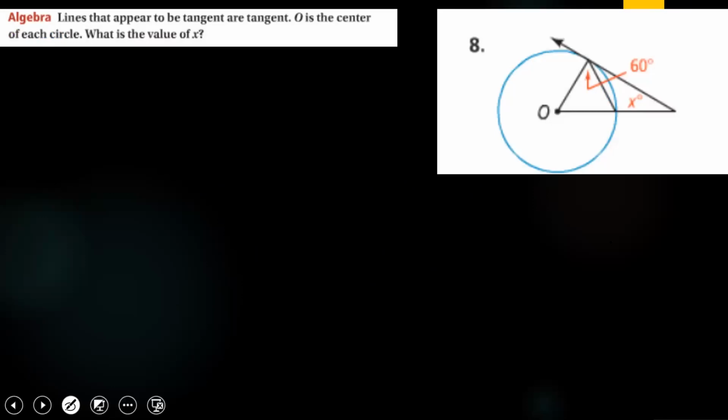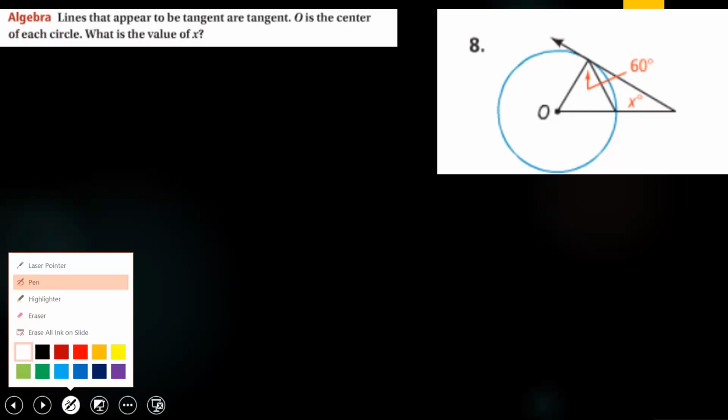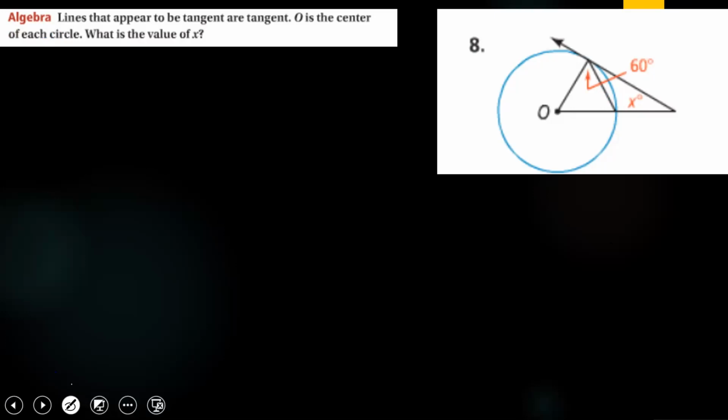Now, this is number 8 in your problem solving questions. Lines that appear to be tangent are tangent to circle O. O is a center of each circle. What is the value of X? Here we have to find angle X. And they told me that this number now with A, B, C, and O.